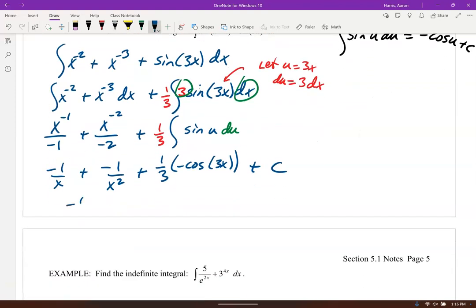Let's clean this up. I got negative 1 over x minus 1. Whoops, I missed that. Negative 1 over 2x squared minus 1/3 cosine 3x plus a constant.